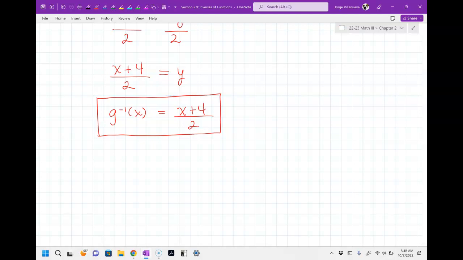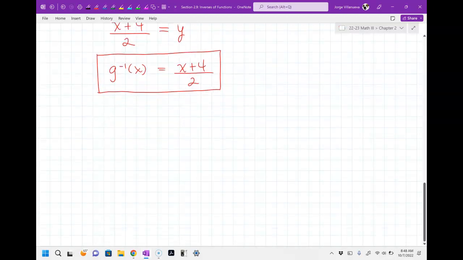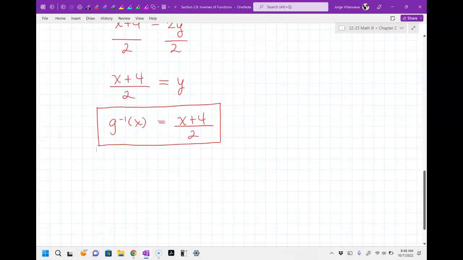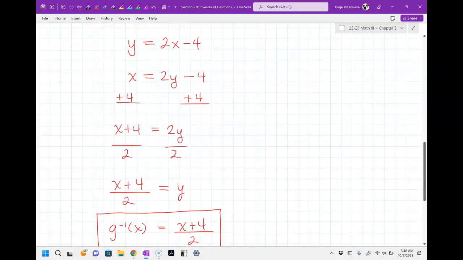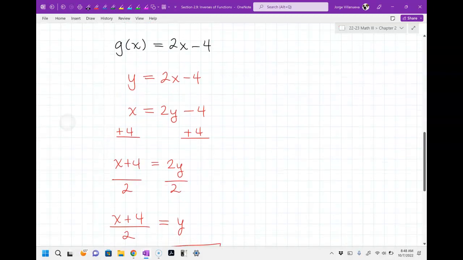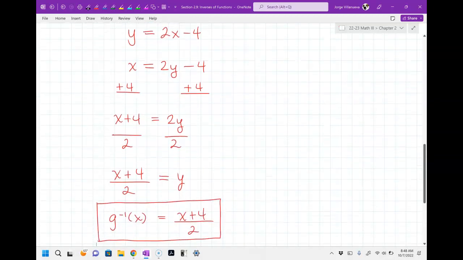Okay? In order to find inverses, you need to write your equation, change your function notation to y, switch your x's and y's, solve for y, and then relabel it to an inverse notation. And that's it. Okay? So you have 8 of these to do. We just did one. Let's go ahead and do another one here. But before we do that, any questions on this first one? Just the process of rewriting, moving things around.